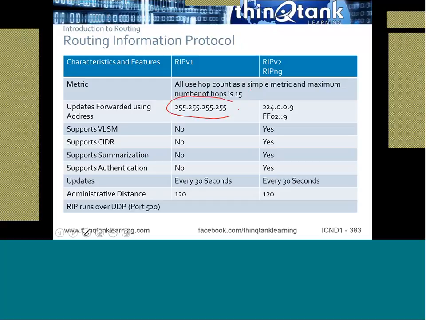As we mentioned before, the update address here is all ones, but in RIP next generation and RIP v2, it's multicast: 224.0.0.9 or FF02::9. As you can see, we support VLSM with newer versions of RIP and not with the older version of RIP, as well as classless routing. Route summarization, not possible with RIP version 1. Again, another failing in the efficiency of the protocol.